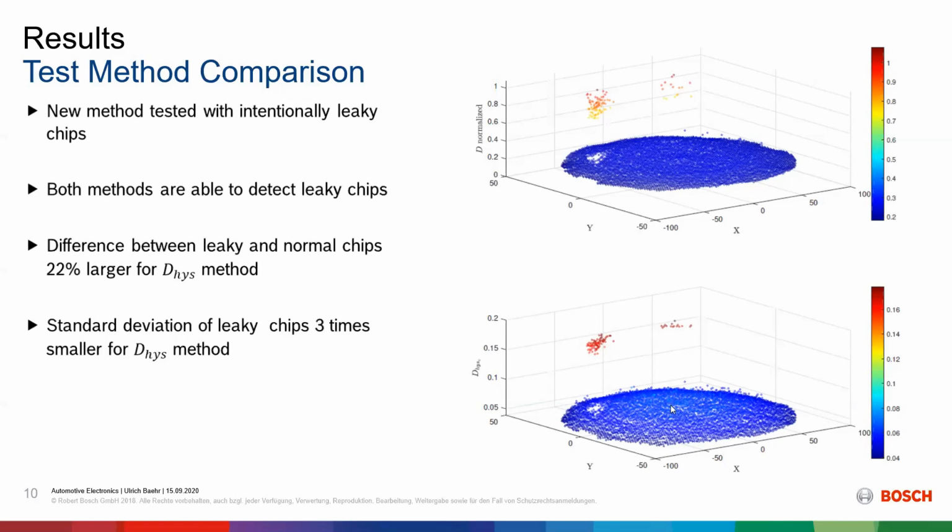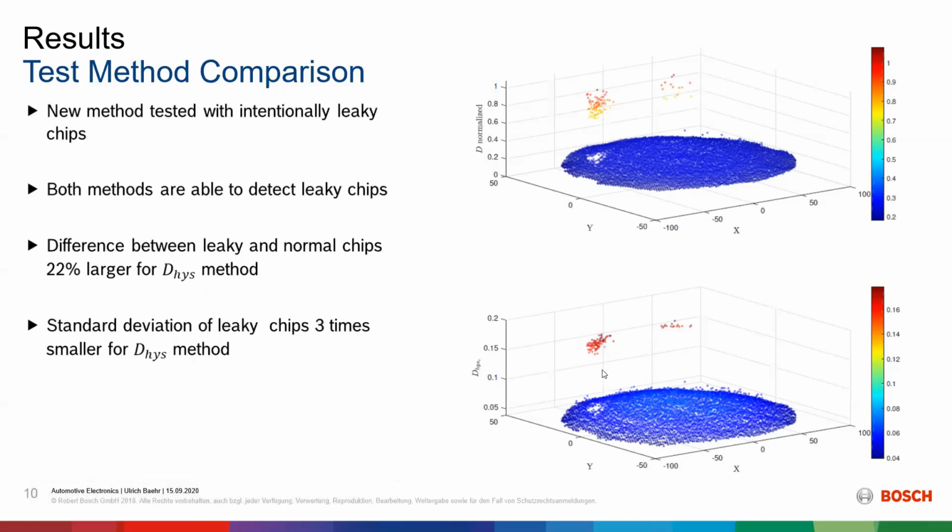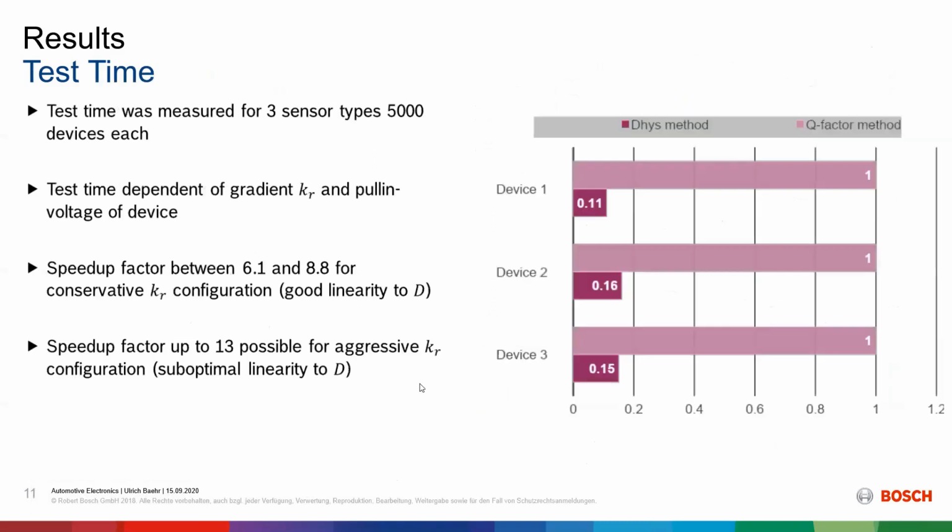What you can also see is that there's a bit more noise at the baseline for the d-hys, but the leaky chips have a way smaller standard deviation than for the Q factor method. And also the difference between leaky and non-leaky chips is 22% larger. So it makes it easier to define a limit here to cut out these bad chips in this example.